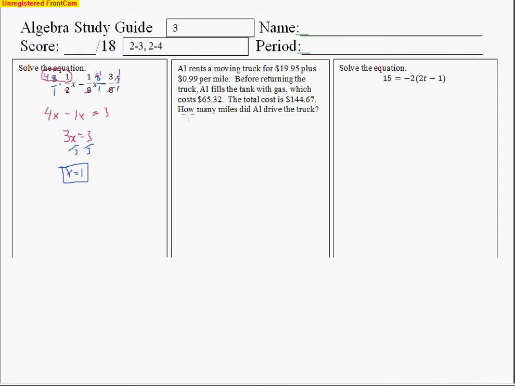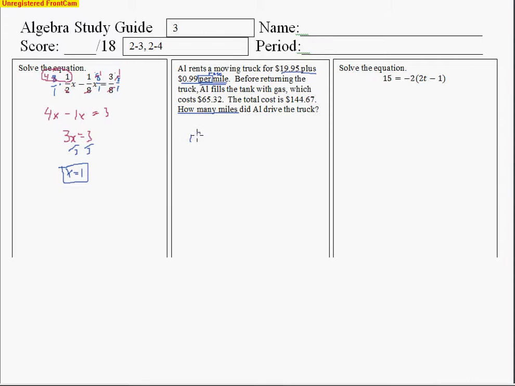And here it talks about Al renting a moving truck for $19.95 plus 99 cents per mile. Because it gave me a dollar amount and then says plus, and then gives me a rate, 99 cents per mile, the key word there is per. That tells me I'm dealing with a rate. If I go to the question, I find out that they want to know how many miles, and that tells me right away this is my variable term. So I'm going to write that down.